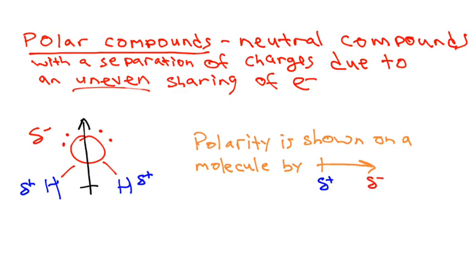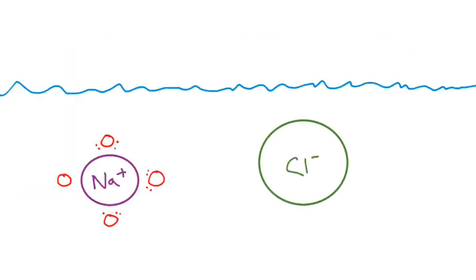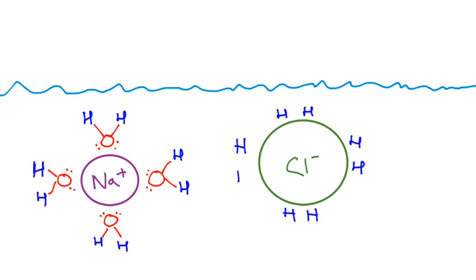So we show polarity by showing this little arrow with a little plus sign on it. So you see the plus sign here. That positive side points towards the positive end of the molecule. The arrowhead points to the negatively charged portion of the molecule. So now this picture will start to make a lot more sense. So let's redraw it real quick.